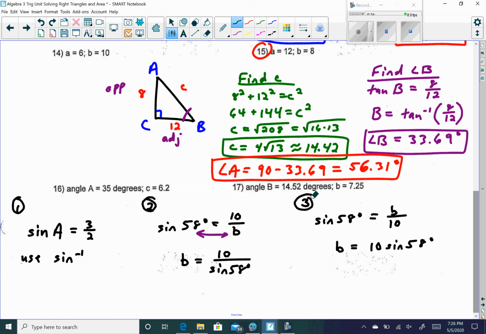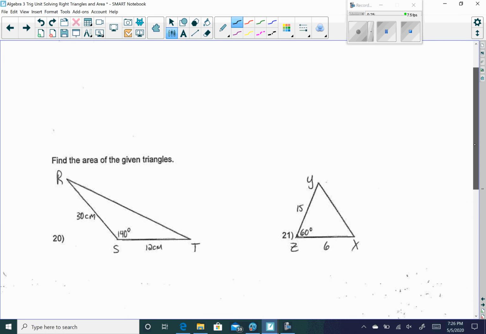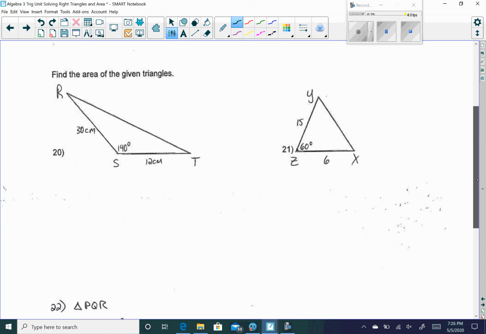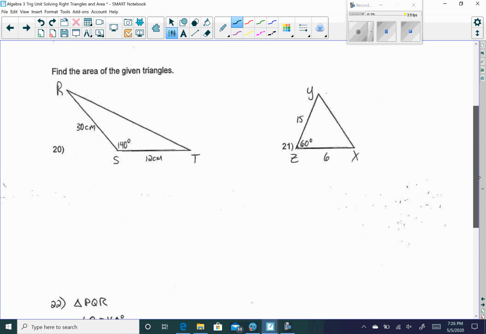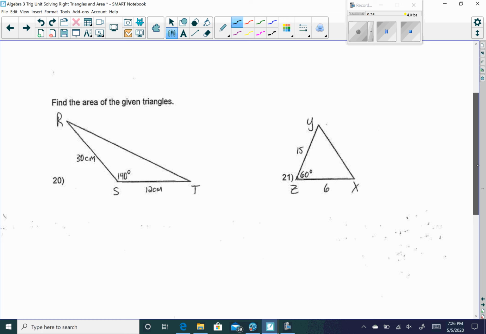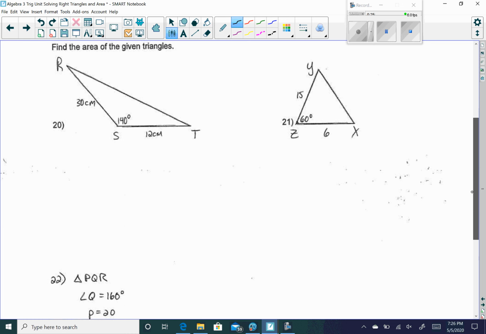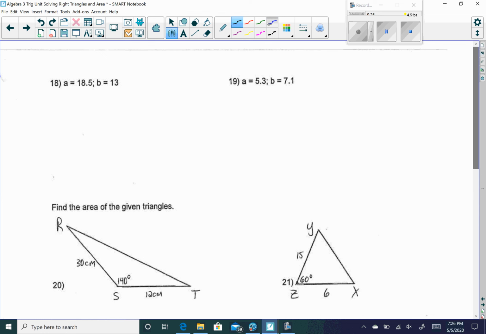All right, so this next part I want to show you is going to help us find the area of the given triangles here. So I'm actually going to do a separate example on the last page here, and then you guys are going to have to go back and finish these three. What we do is we just come up with another formula. Notice these are not right triangles, so I'm going to emphasize that here. Not right triangles.